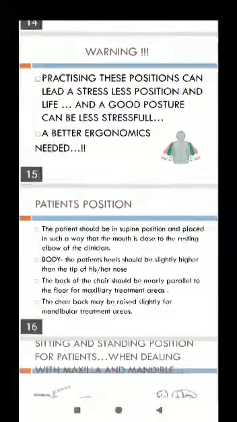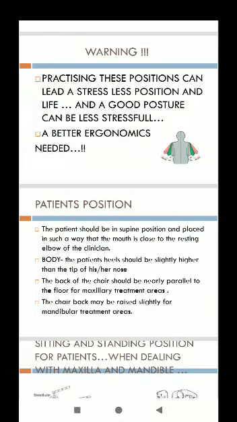So coming to the patient's position, the patient should be in a supine position and placed in such a way that the mouth is close to the resting elbow of the clinician, that is, the patient's mouth is to be kept near to the clinician's elbow. The patient's heels should be slightly higher than the tip of their nose.